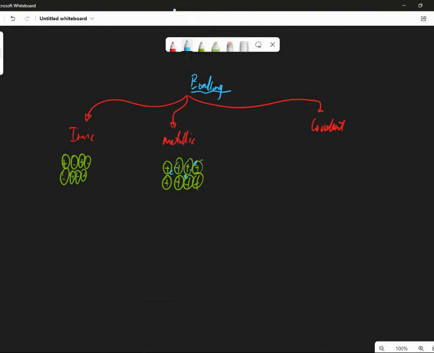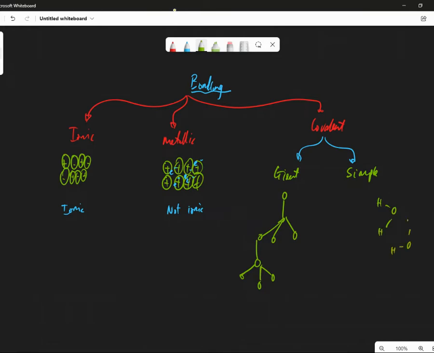So these have electrons everywhere. All right, this is ionic, but this is not ionic. Even though it has ions in, we don't regard this as ionic. Covalent, now obviously covalent is a sharing, but we split up covalent into two, where we have giant and simple. Giant are these huge structures, like diamond and graphite. And simple are small structures like water. Okay, so these are formal bonding types.